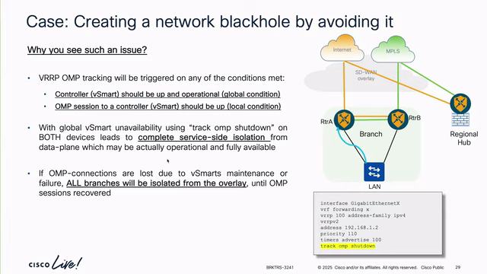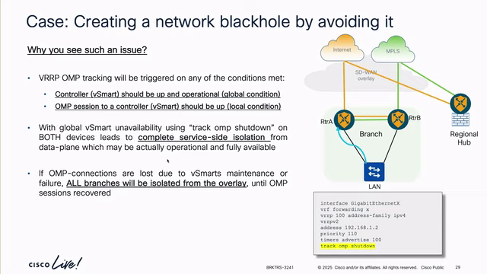But in our case, because we see on both devices that OMP goes down for valid reasons, we decided to shut down VRRP on both sides. And we essentially isolate our service side from the entire data plane. The data plane is still there and could forward the traffic, but we are not using it. With that, just a mistake we make by putting that command on two devices instead of one.